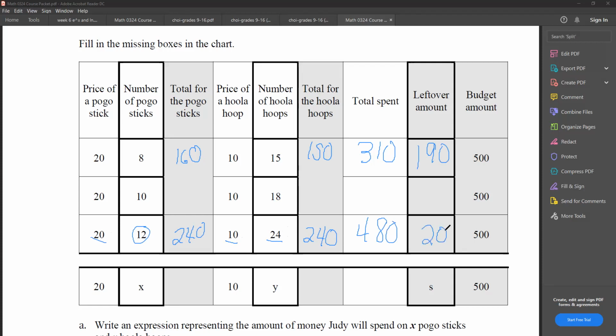Okay. So now, in general, the total for the pogo sticks will be 20 times the number she buys, plus 10 times the number of hula hoops, which is Y now. And the total spent is what I want. So it's 20x plus 10y. All right. And then you have your slack variable and 500.